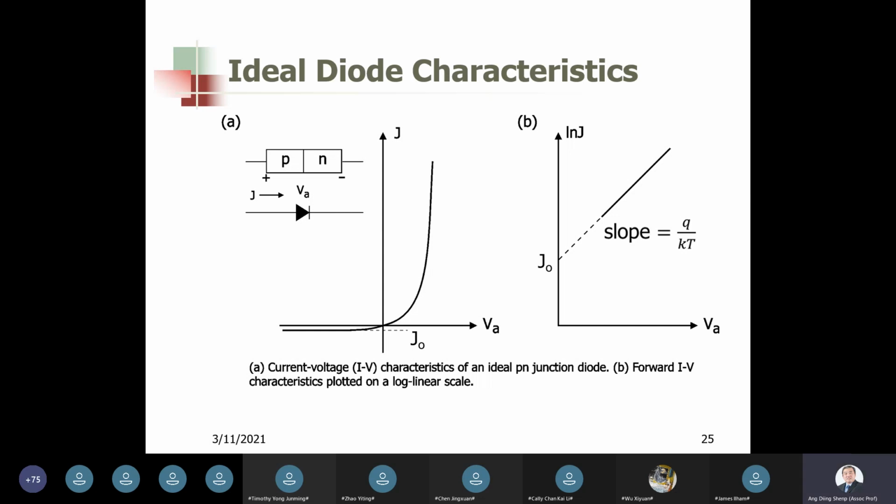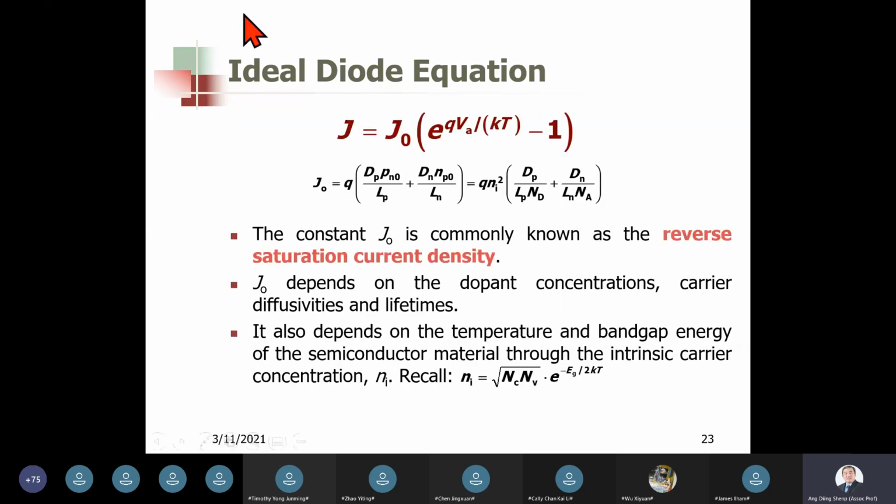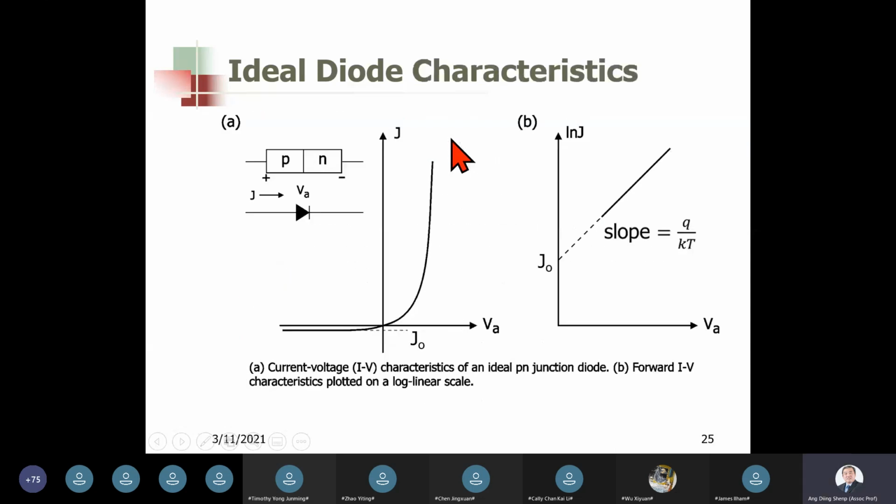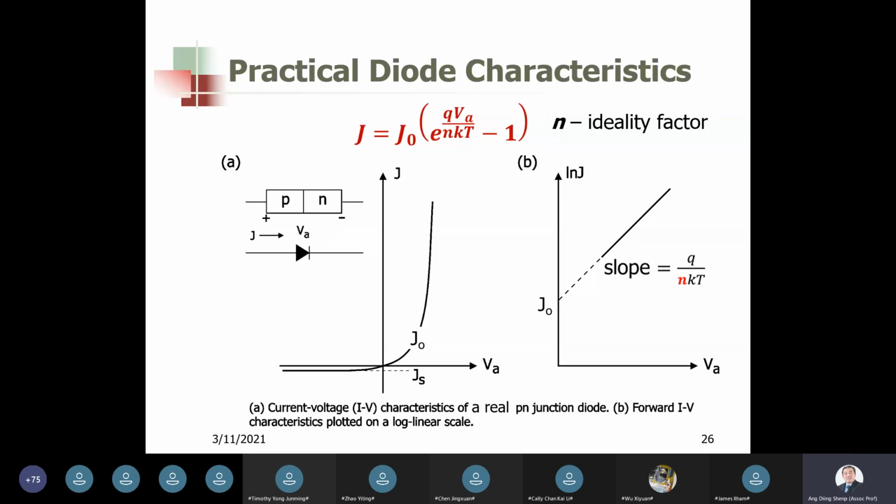But no diode in real life is ideal. The ideal diode comes about, giving us such a simple equation for the IV relationship, simply because of some of the assumptions that we have made in deriving this equation. So a practical diode, strictly speaking, does not obey the ideal diode equation. It tends to deviate from the ideal diode equation. There are two main reasons for the deviation.